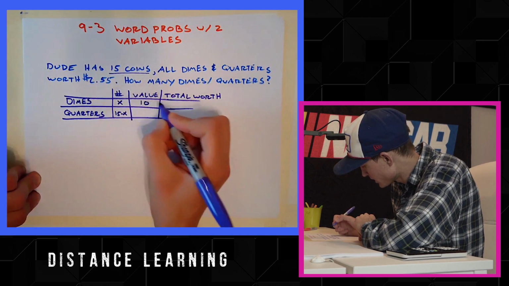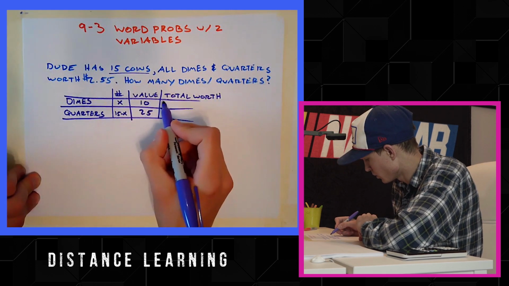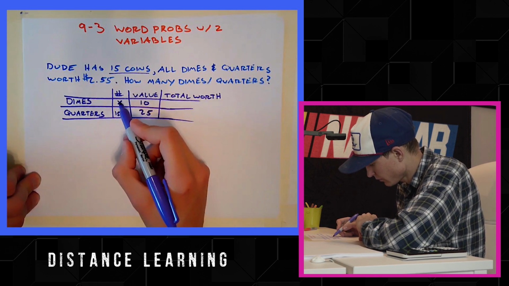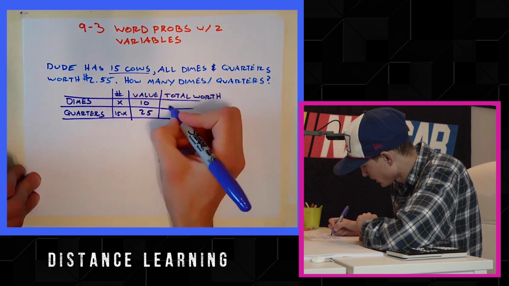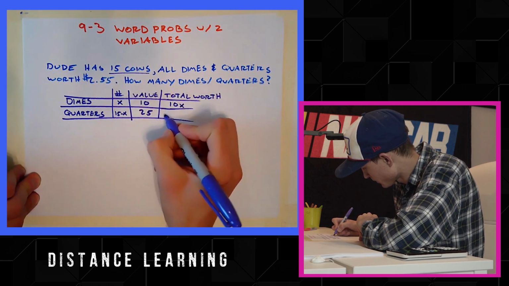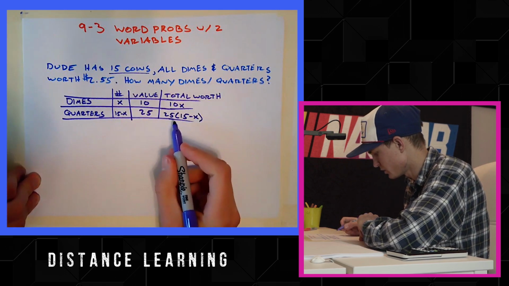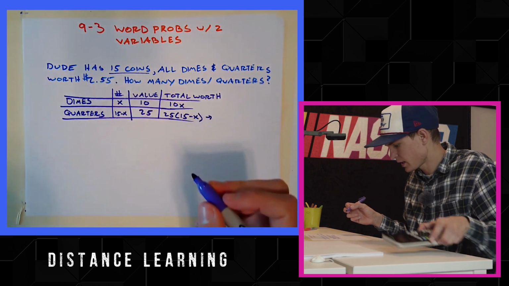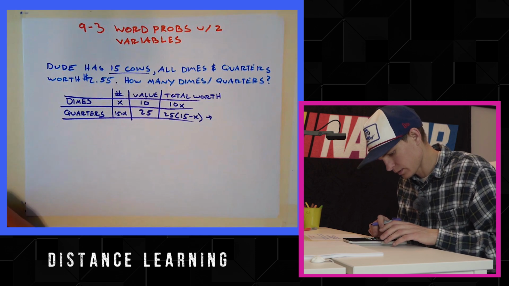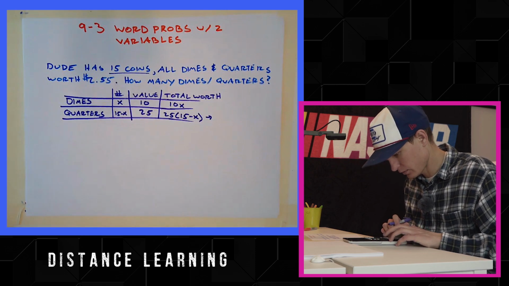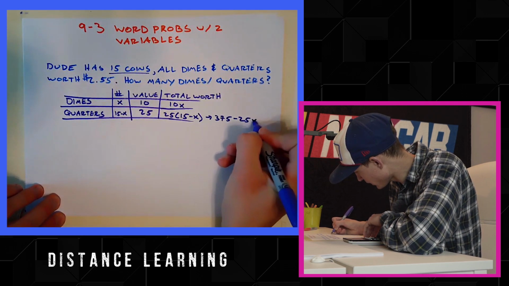A dime is worth 10 cents. A quarter is worth 25 cents. So the total worth, if I had 5 dimes, I would have 50 cents. So number times value. So I have 10x worth here, and then 25 times 15 minus x value here. If you distribute that, 25 times 15, you'll get 375 minus 25x.